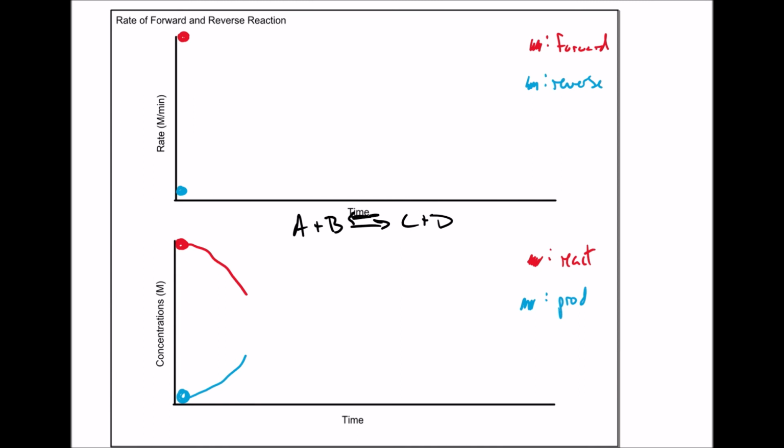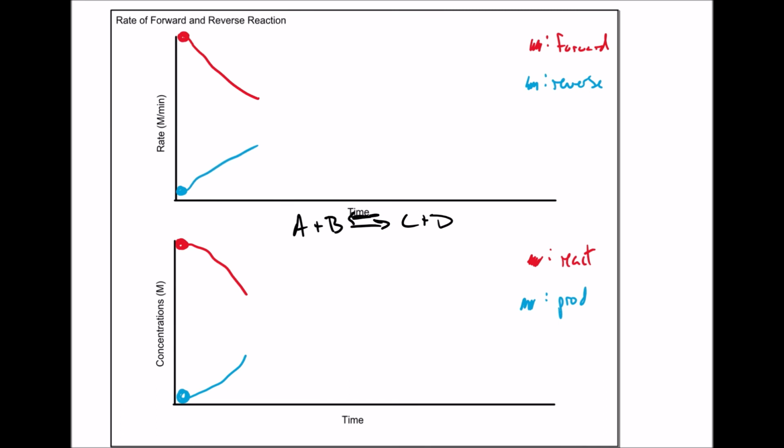Let's consider those effects on the rate. If the concentration of A and B are going down, then the rate of A and B reacting, or the forward rate of reaction, should also be going down. And if the concentration of C and D are going up, the rate of C and D reacting, or the reverse rate of reaction, should also be going up.